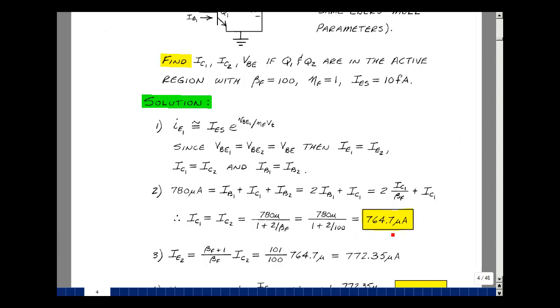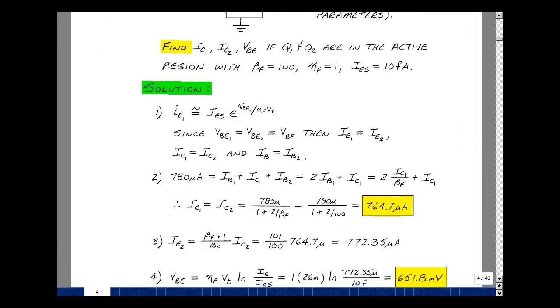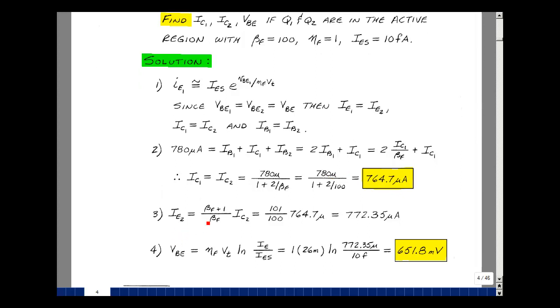You can see this number is pretty close to this one, and the bigger value you have of beta F, the closer these two will be. We're creating a reference current, we're creating a mirror image of it. The emitter current of transistor 2 is related to beta F plus 1 over beta F. It's a little bit bigger than the collector current. This would be 101 over 100. And that's equal to 772.35 microamps.